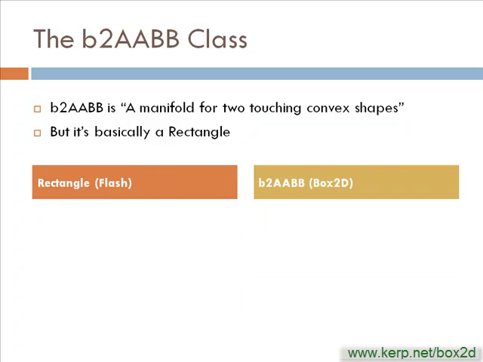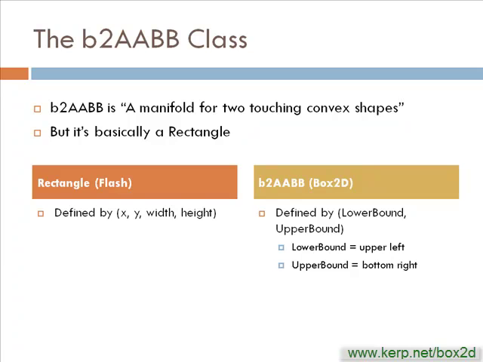There's a few differences. All right, you got your rectangle in Flash, and you define that by the x and y coordinate of the top left corner, the width, and the height. In Box2D, this b2AABB object is defined by the lower bound and the upper bound. And the lower bound is basically a point that's associated with the upper left of the rectangle, and the upper bound is a point associated with the bottom right of the rectangle. The rectangle class in Flash has lots of fun little methods. You can use a contains point, union between another rectangle, calculate the height, all sorts of stuff. So it's kind of a useful class.